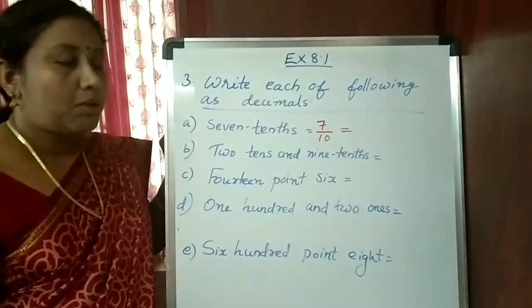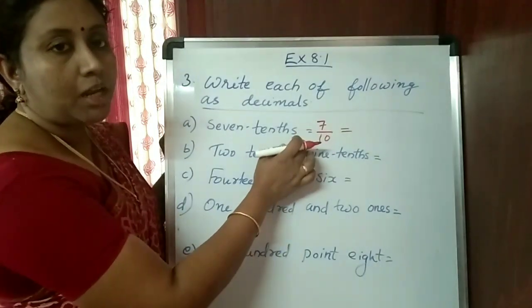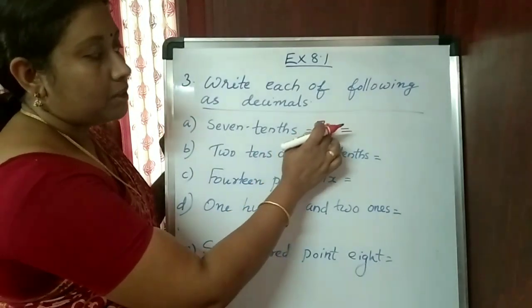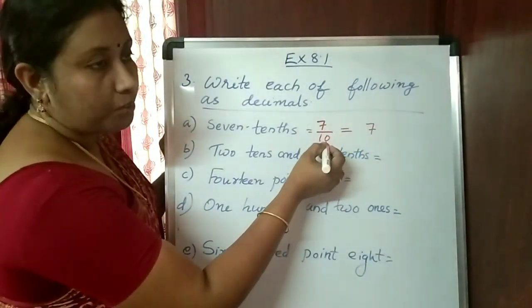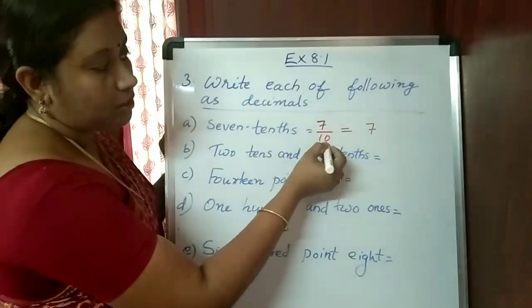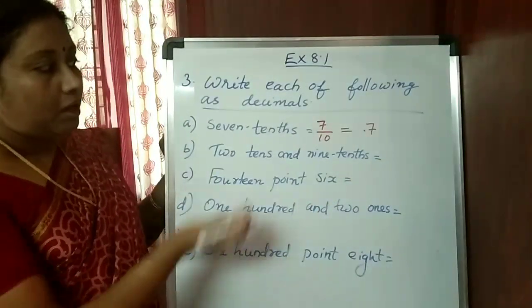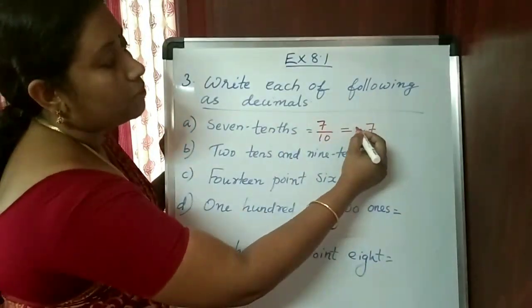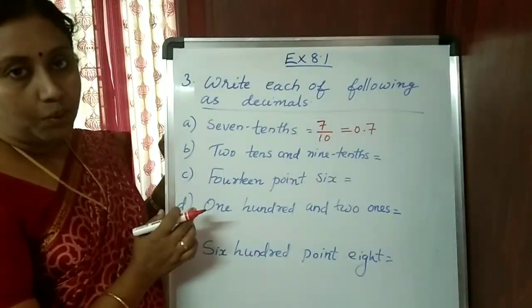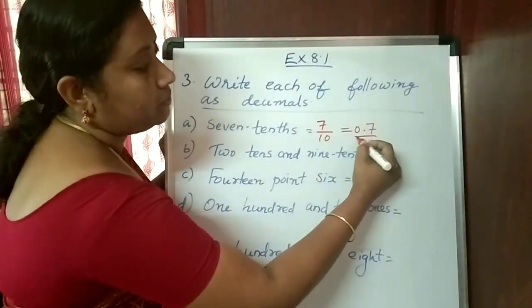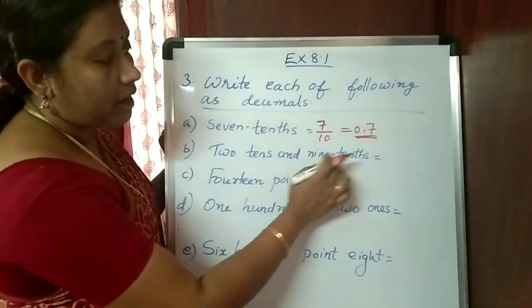So what is the decimal form of this number? What is the rule? To convert a fractional number to a decimal, simply you write the numerator. Then you count in the denominator how many zeros are there. Only 1 zero. So starting from the right side, after 1 digit you put the decimal dot. Here there is no whole number part, so simply you put 0. So what is the answer of this one? 0.7.